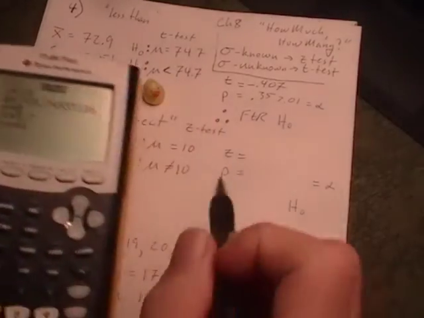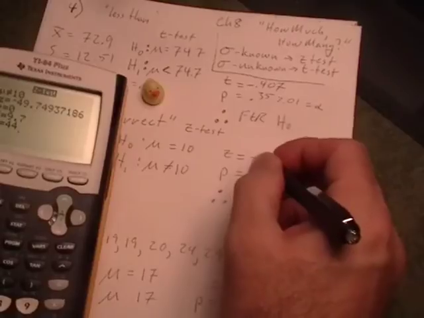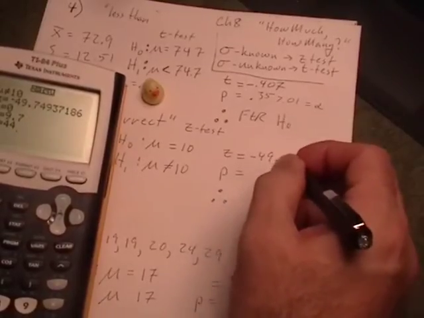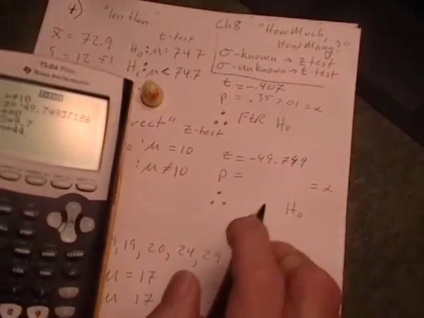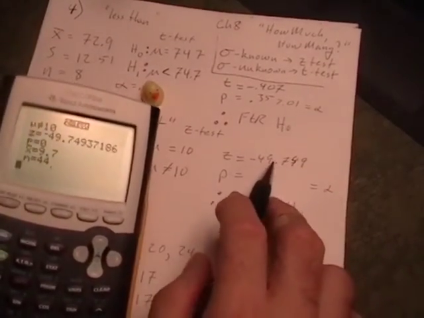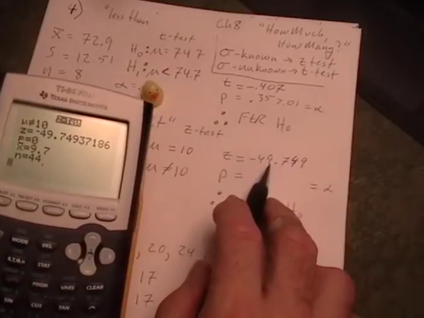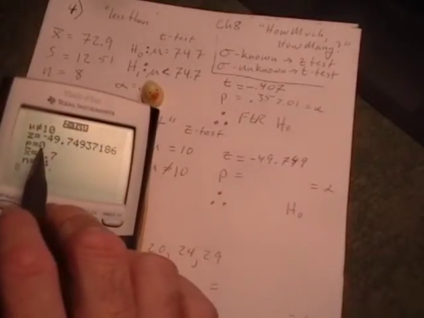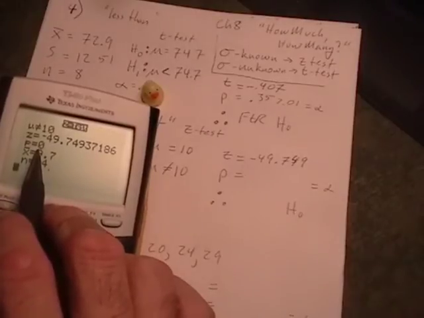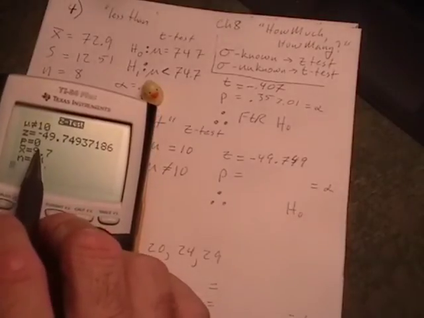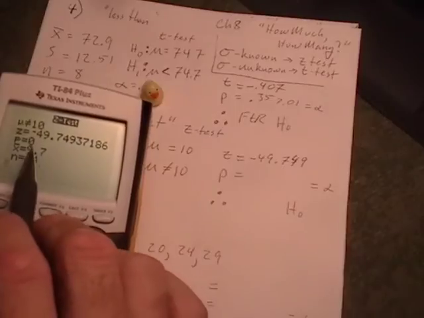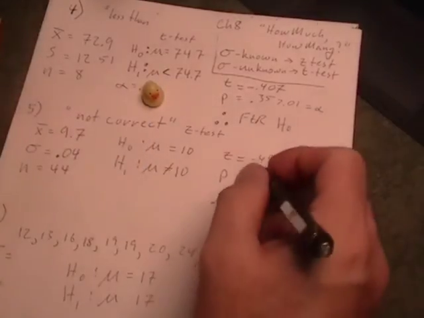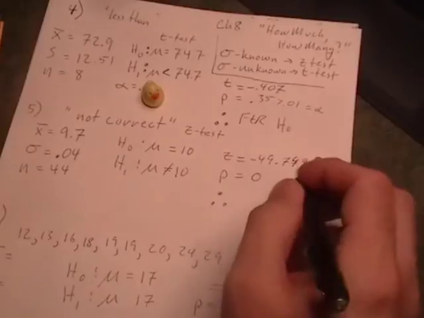Now the z-score is going to be negative 49.749. This is an incredibly large in magnitude z-score. So large that the claim is that the probability is 0. Technically it's not 0, but apparently it's less than 1 times 10 to the negative 99. It's that small. So p is equal to, I will write down, 0.